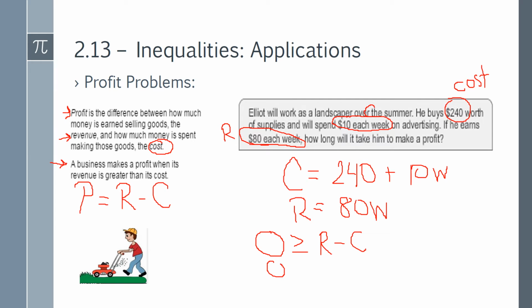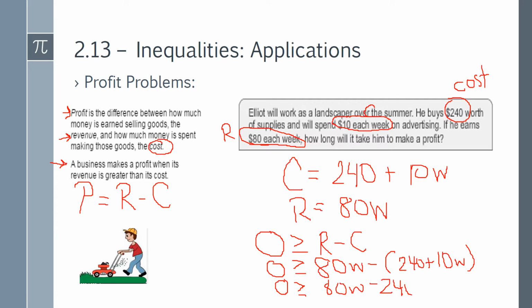So let's go ahead and plug your numbers in. So I've got revenue is 80W. Careful, I'm subtracting a sum, so I got to put that in parentheses. And I've got 0 is greater than or equal to. I'm going to distribute that negative. So it's minus 240 minus 10W. So, greater than or equal to. That would give me 70W minus 240.